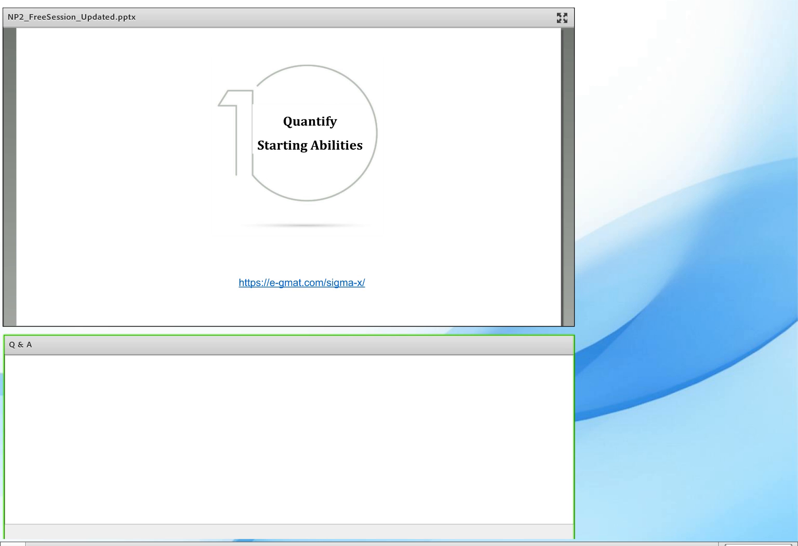So how do you quantify your starting abilities? We've created a mock test called a Sigma X mock, which, when you take it, gives you your abilities in sentence correction, critical reasoning, reading comprehension, arithmetic, as well as algebra and geometry. It's the world's only mock test that does that. And what this does is it creates a numerical starting point for you. So that's how you get your starting abilities.